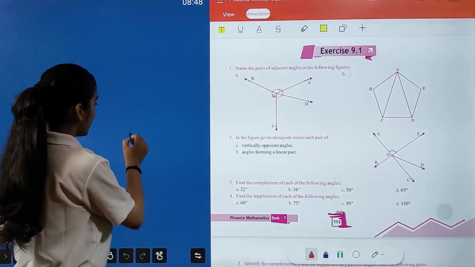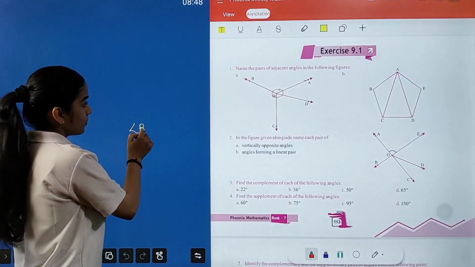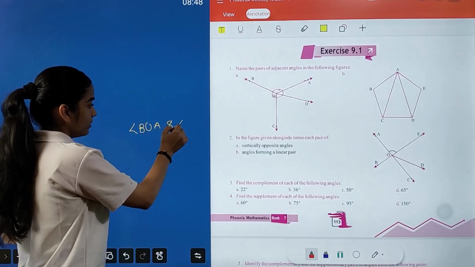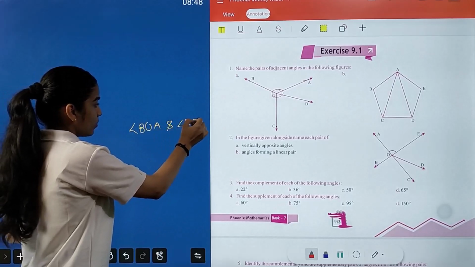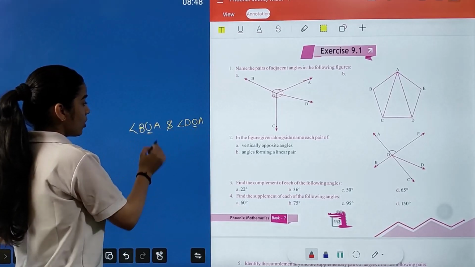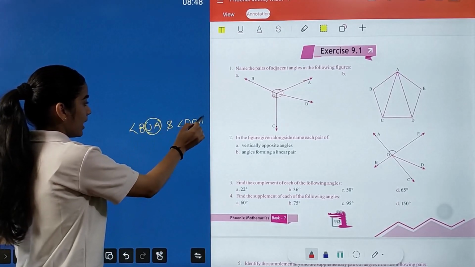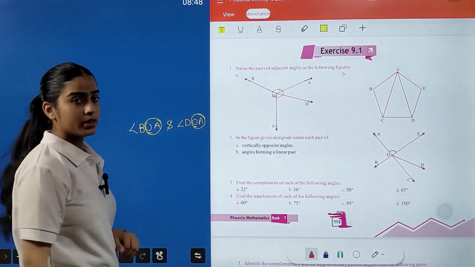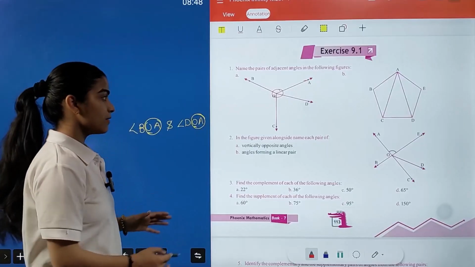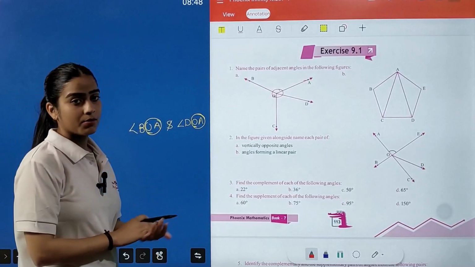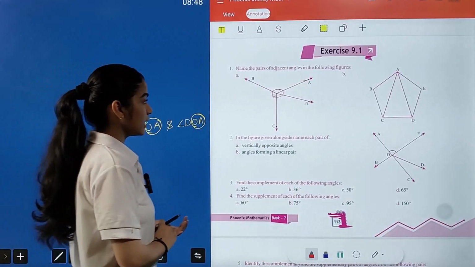So you have angle BOA and angle DOA, where the common vertex is O, the common arms are OB and OA, and there are two opposite arms also. In the same way, you have to write the rest of the angles formed here by considering this figure A and B.